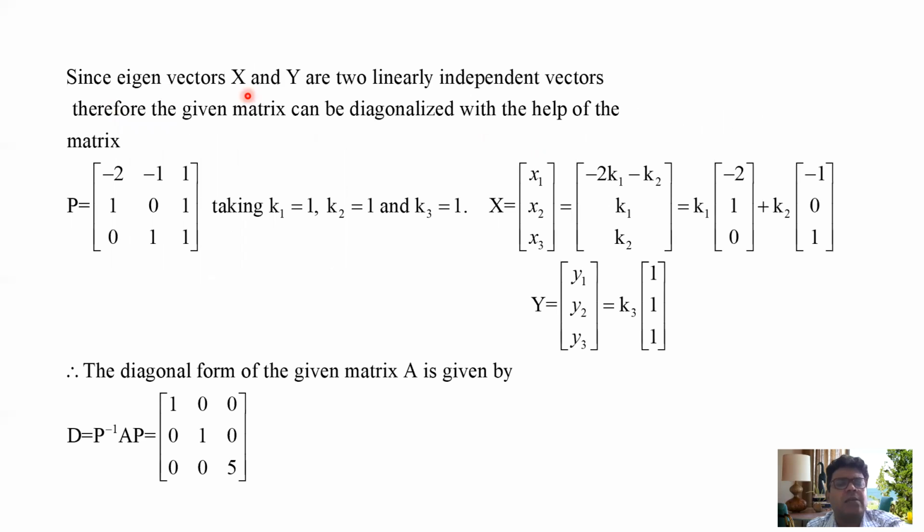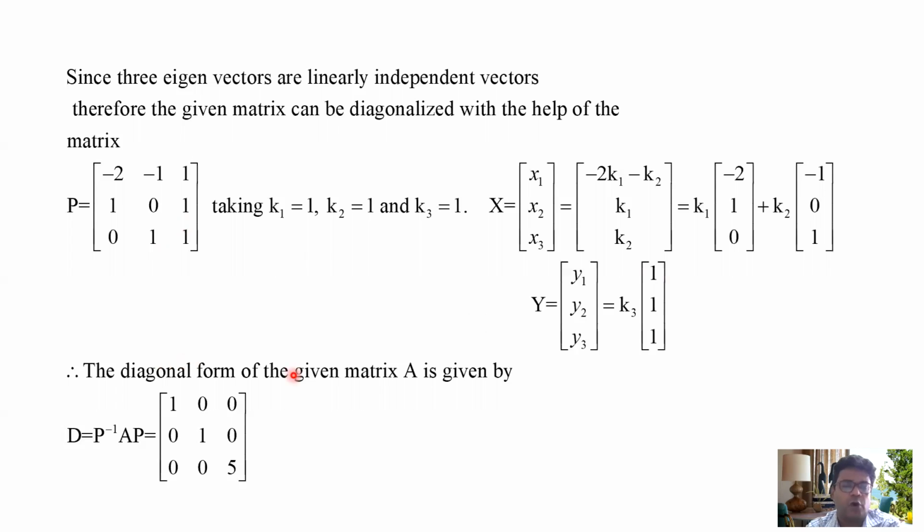Now since the three eigenvectors are linearly independent, therefore the given matrix can be diagonalized with the help of the matrix P, that is 2, 1, 0, minus 1, 0, 1, 1, 1, 1. Same logic from where you have this: what is x? x is equal to x1, x2, x3. This is a linear combination of these two vectors, that is minus 1, 1, 0 as the first column, minus 1, 0, 1 as the second column, and 1, 1, 1 as the third column.